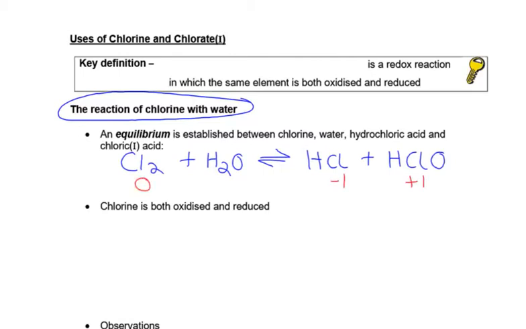Assigning them, the chlorine itself as an element is 0. Within HCl, the oxidation state is -1, and within HClO, it's +1. So as you can see, the same element, chlorine, has been both oxidised and reduced. And this type of reaction is called a disproportionation reaction. It is a redox reaction because oxidation and reduction are occurring, but it's just a special type called disproportionation.